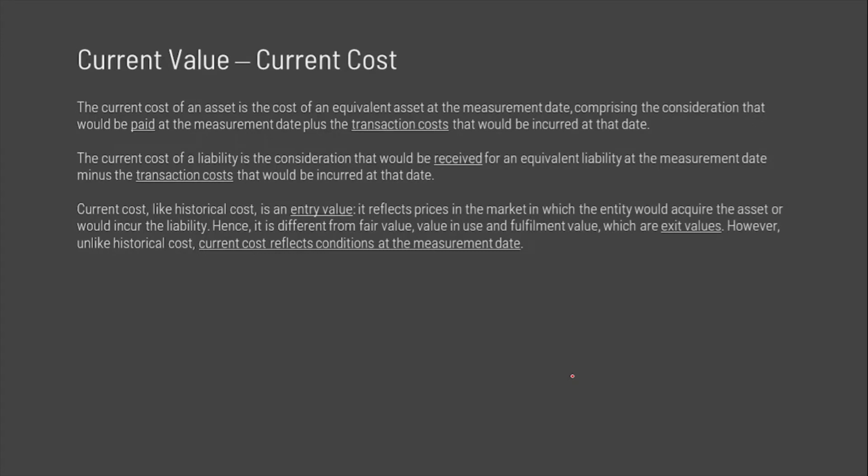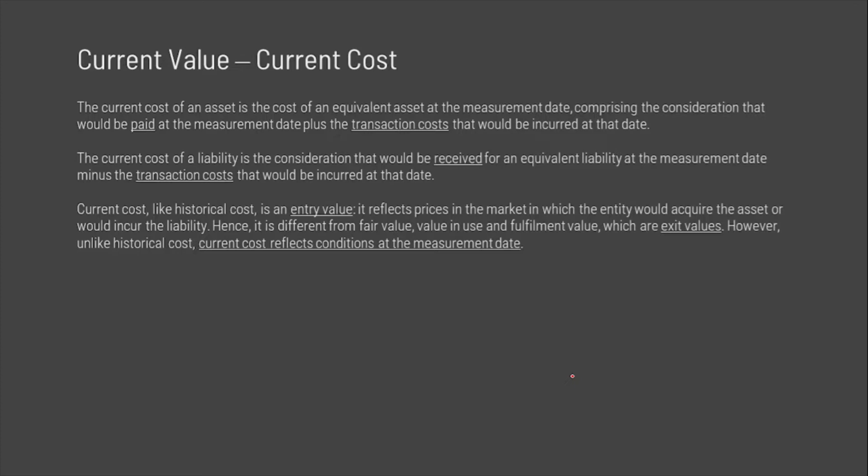Current cost of an asset is the cost of an equivalent asset at the measurement date, comprising the consideration that would be paid at the measurement date plus the transaction cost that would be incurred at that date. Current cost of a liability is the consideration that would be received from an equivalent liability at the measurement date minus the transaction cost that would be incurred at that date.